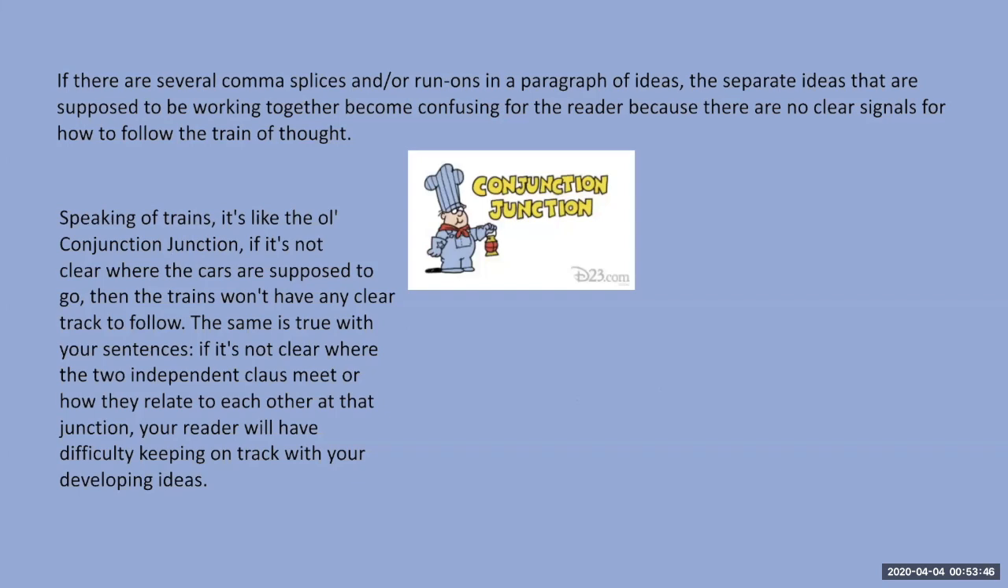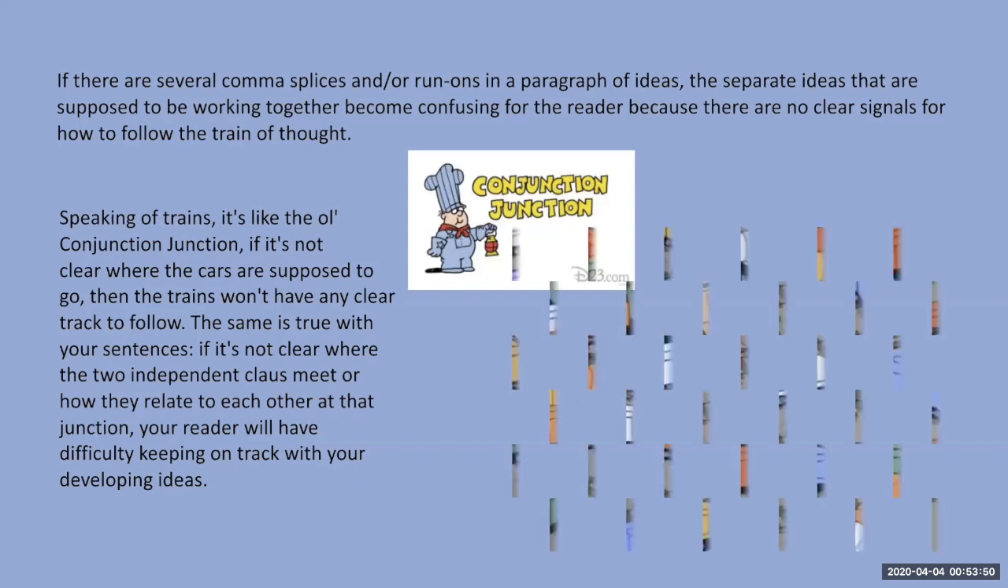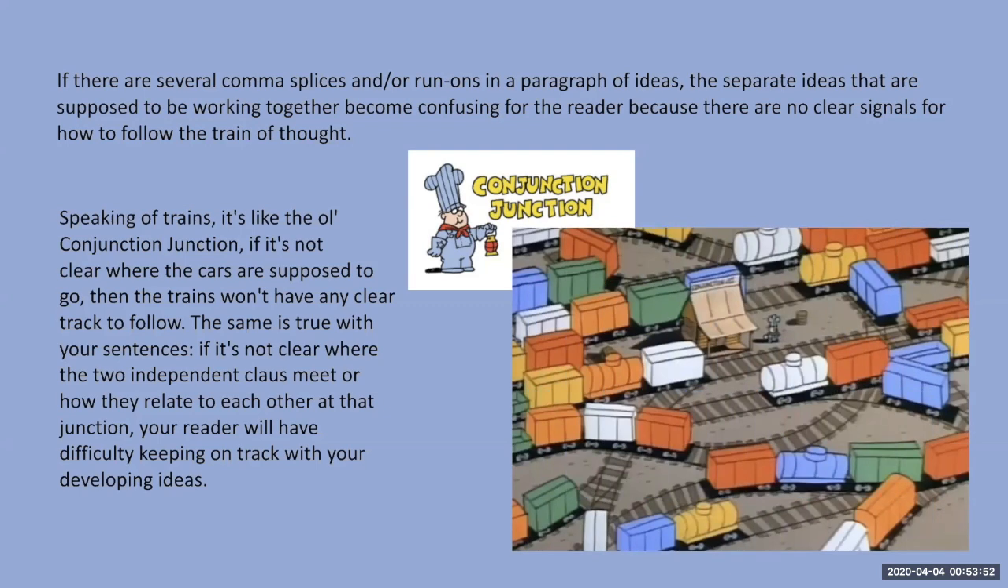If it's not clear where the cars are supposed to go, then the trains won't have any clear track to follow. The same is true with your sentences. If it's not clear where the 2 independent clauses meet or how they relate to each other at the junction, your reader will have difficulty keeping on track with your developing ideas.